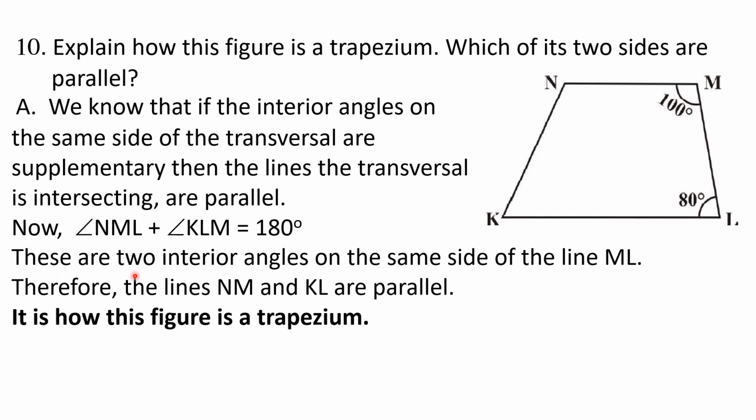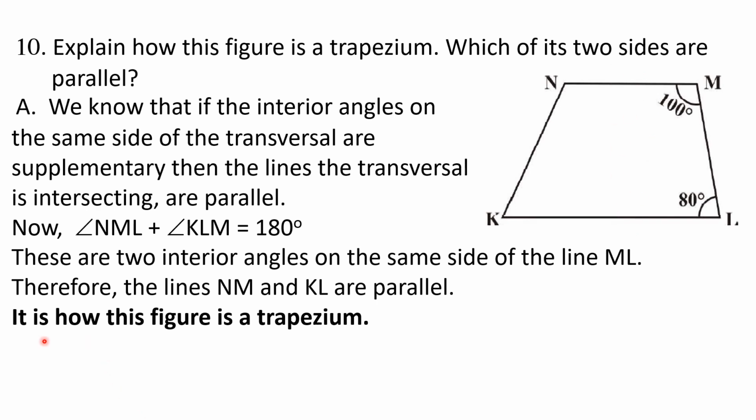Now these are two interior angles on the same side of the line ML. This is ML, and this is one interior angle, this is another interior angle, and NM and KL are the two lines which are being intersected by this line. Therefore, the lines NM and KL are parallel, because one set of opposite sides is parallel to each other.